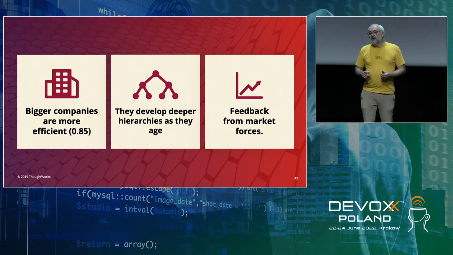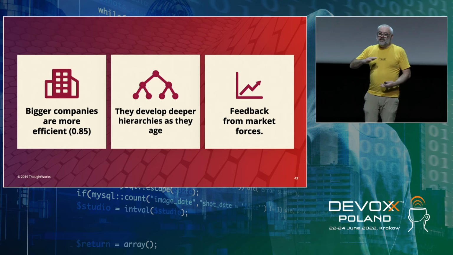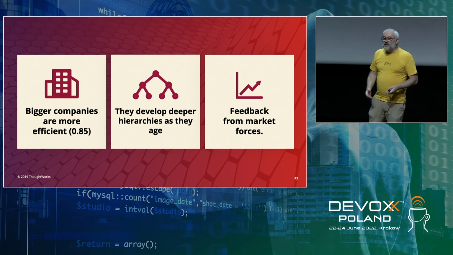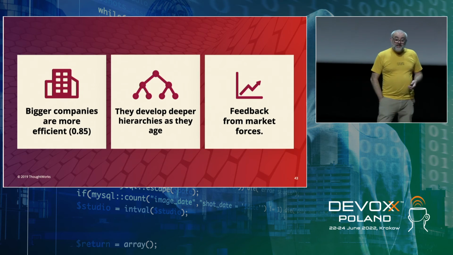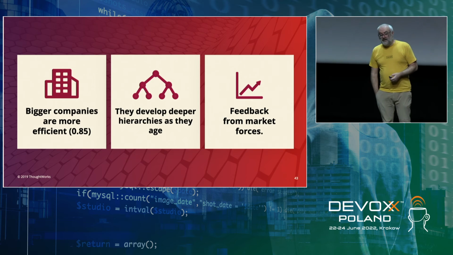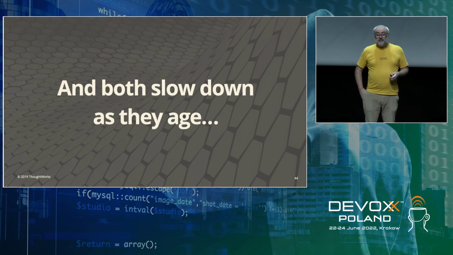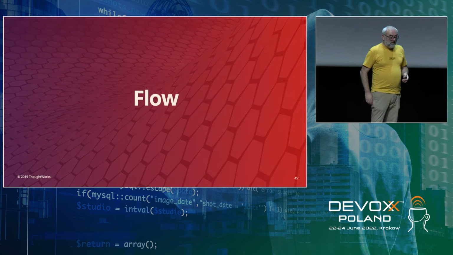But as companies age, they tend to develop deeper and deeper hierarchies. As a mammal grows, an elephant will go from a small elephant and it will develop deeper and deeper hierarchies. And that effect slows down the metabolism. And it's the same thing that happens in companies. As you add hierarchy, things slow down. It's just maths. And in companies, it's based on market forces. They both slow down as they age.